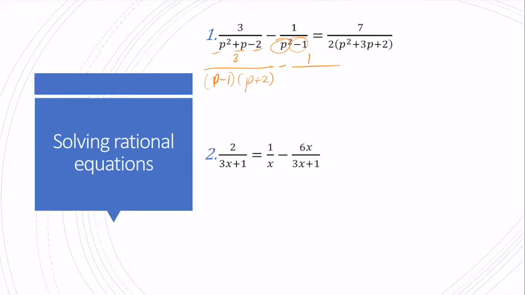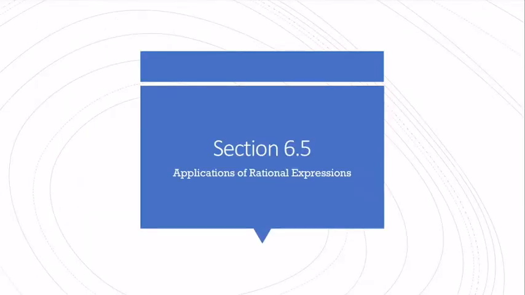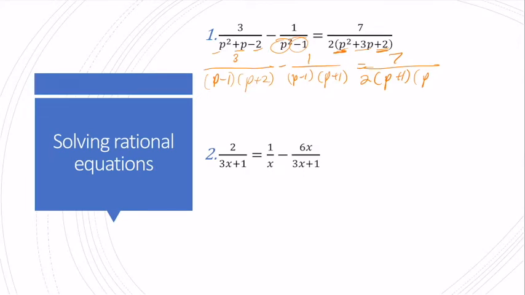So I have p minus 1 and p plus 1 as my factors. That's all equal to 7 over 2 times p squared plus 3p plus 2. So I find what are the factors of AC, which is 2, that add up to 3, and that is 1 and that is 2.